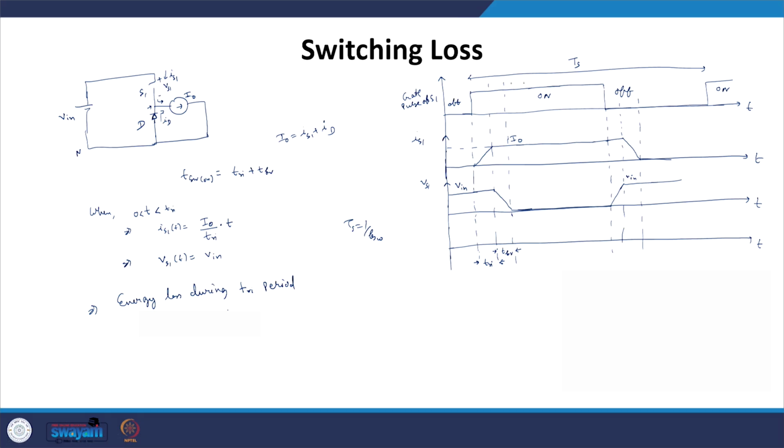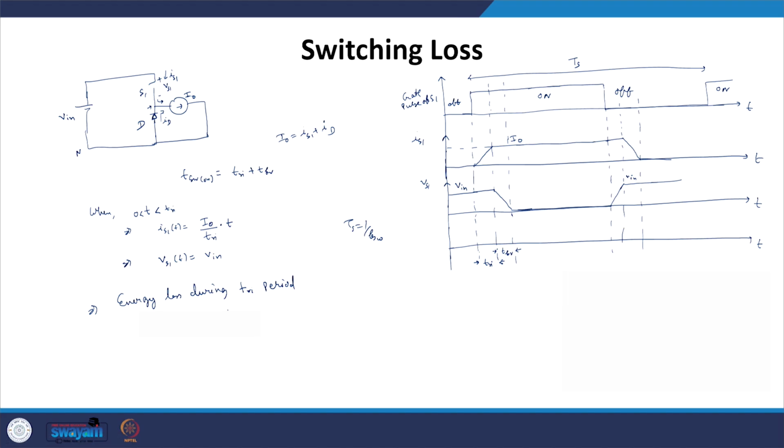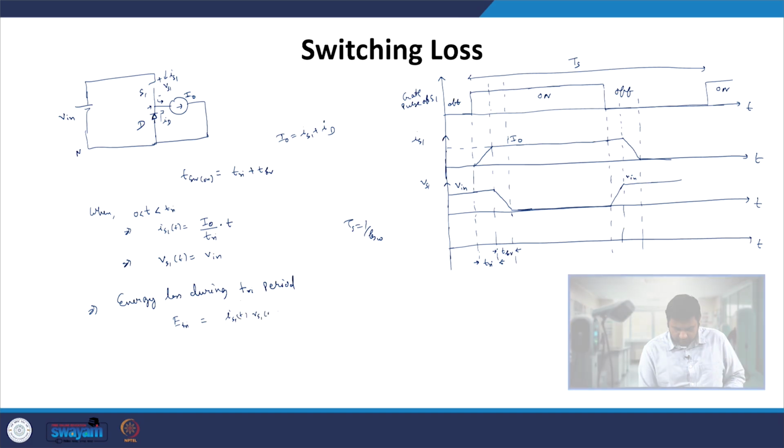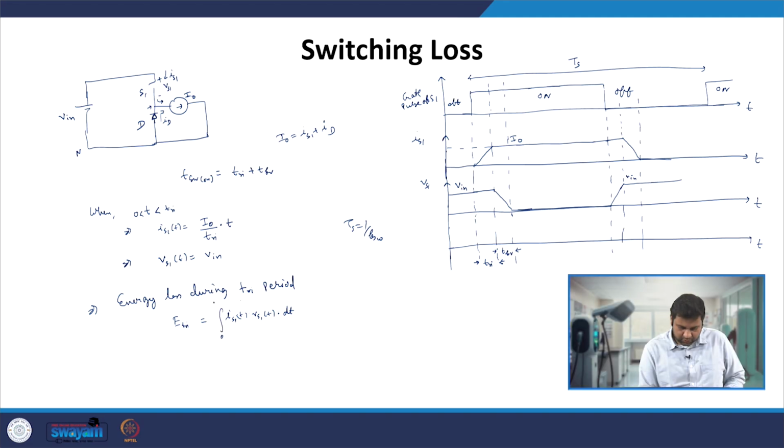In the switching cycle, turn on happens once, which is why we are taking the average energy loss during the TS duration in the TRI region. So let us find the energy loss during the TRI period. ETRI is equal to the integral of IS1 times Vs1 of t, dt, going from 0 to the TRI period.